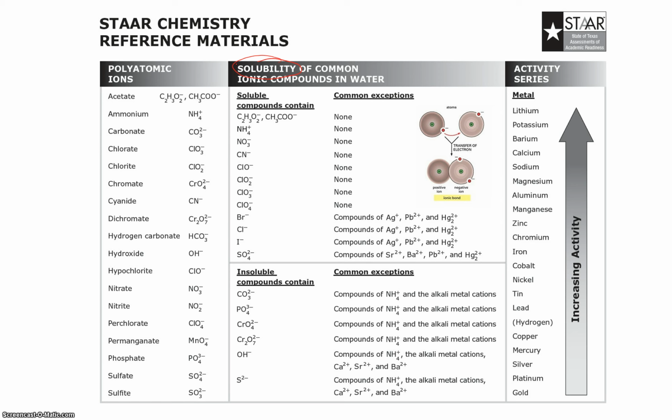So here we're dealing with ionic substances. And if you remember, an ionic compound is when we have a transfer of electrons. When one atom transfers an electron to another, it leaves one with a positive charge, which is usually a metal, and one with a negative charge, which is usually a non-metal or polyatomic ion. Okay, with that said, let's look at this chart.